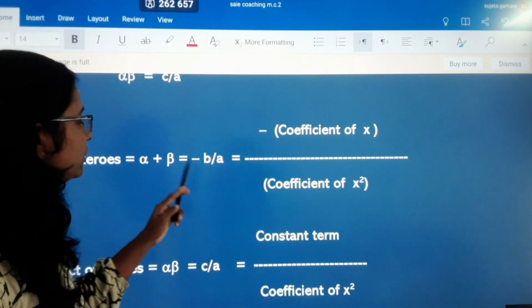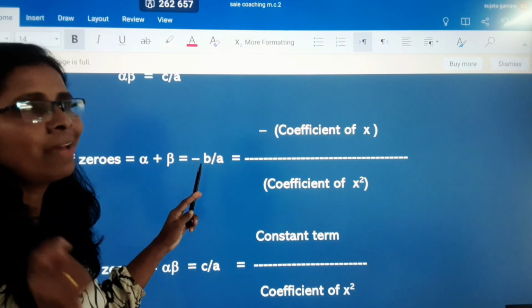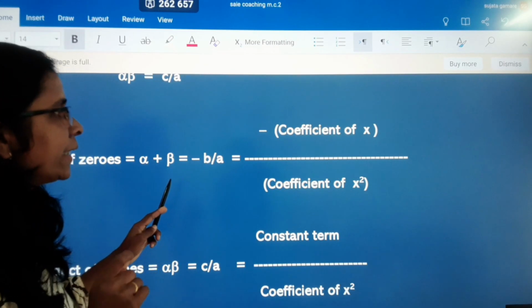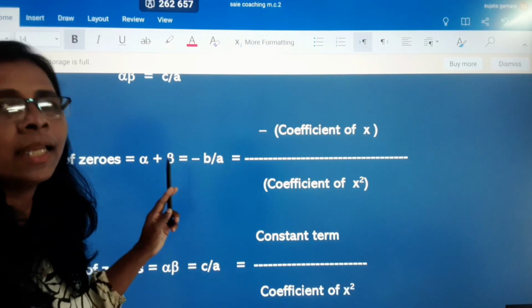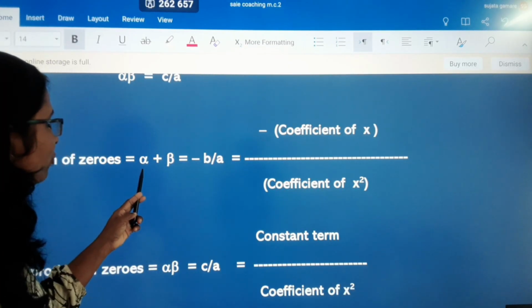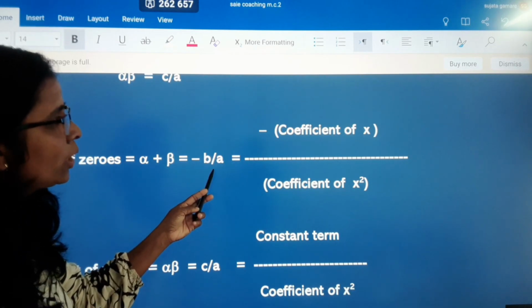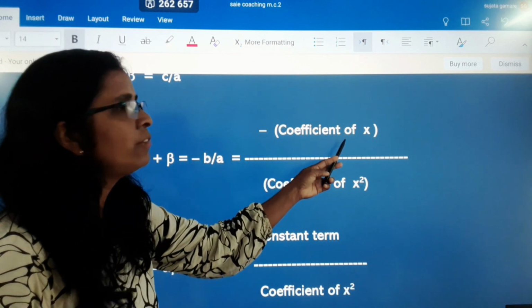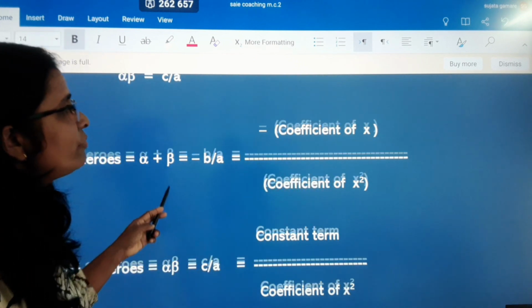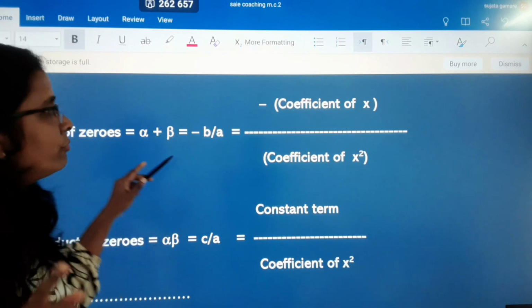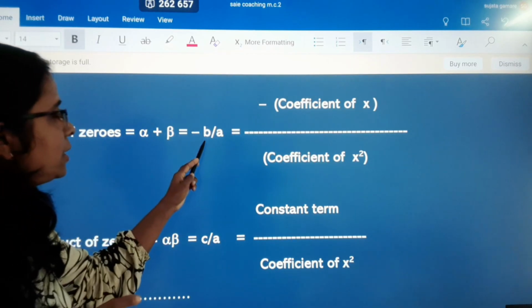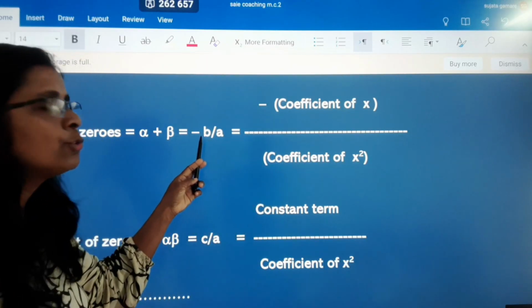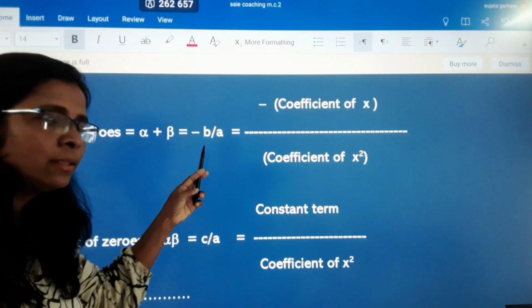Okay. See, this is the value, or this is the formula that we get in general from this example. The sum of the zeros is equal to minus B upon A, that is, minus the coefficient of x upon the coefficient of x square. Now here, the coefficient of x is B, and the coefficient of x square is A. So we get minus B upon A.